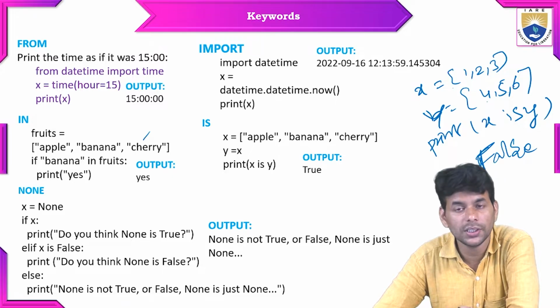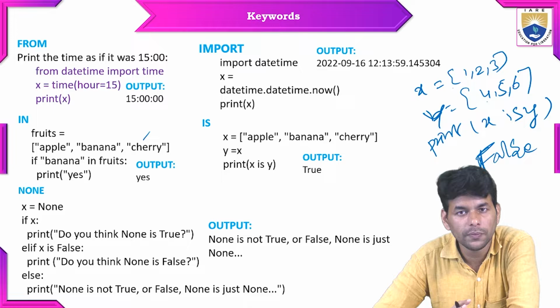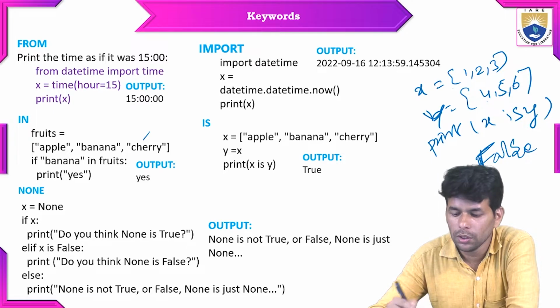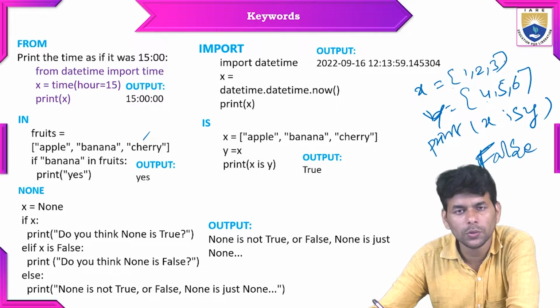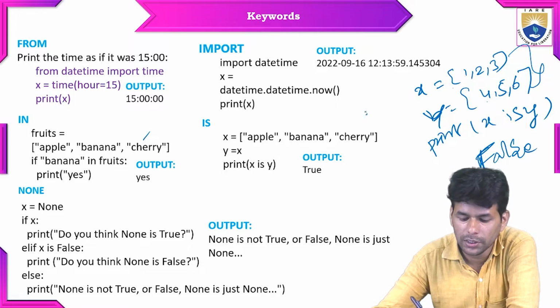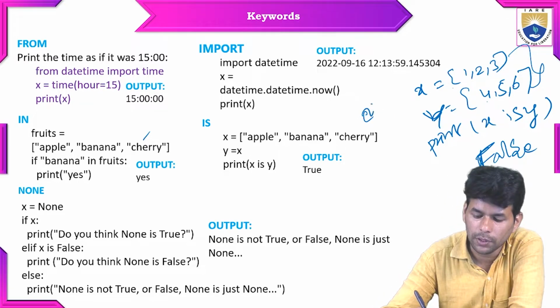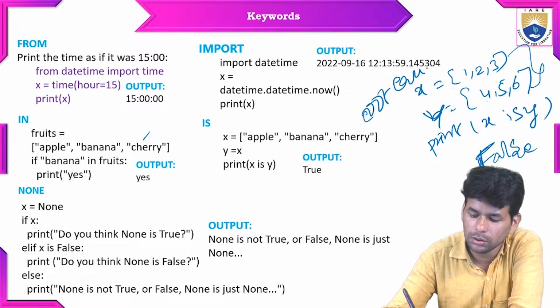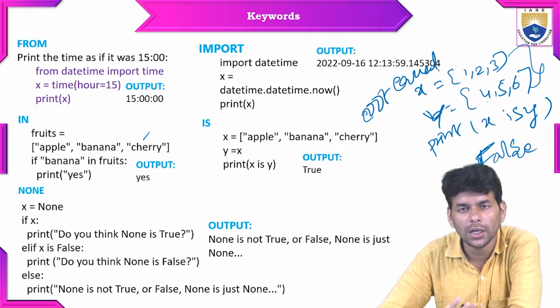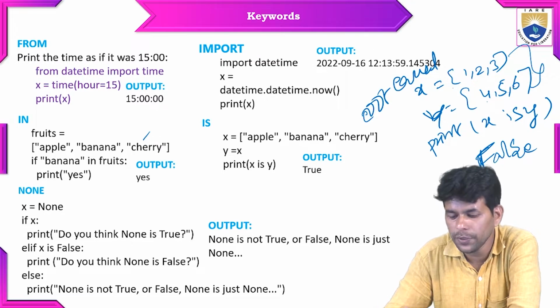Is a keyword which is checking comparability, checking equality. If both are equal, it will return a true value. If both are not equal, it returns a false value. So this is correct. X is 1, 2, 3. Y is 4, 5, 6. So these two are unequal. Both variables are not equal, and that is the reason I got the answer false.